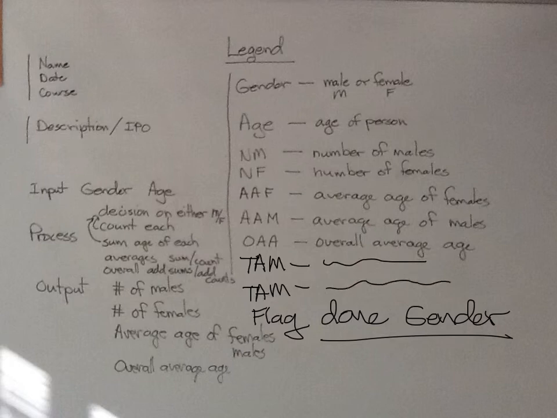And so we're inputting gender and age. We're going to add up these things. We're going to add up their ages, and we're going to add up how many they are. And we can do that in a looping process. Once we get that done, then we can go ahead and calculate these items and print it out.